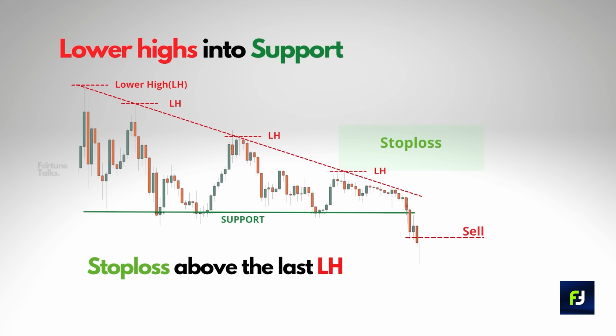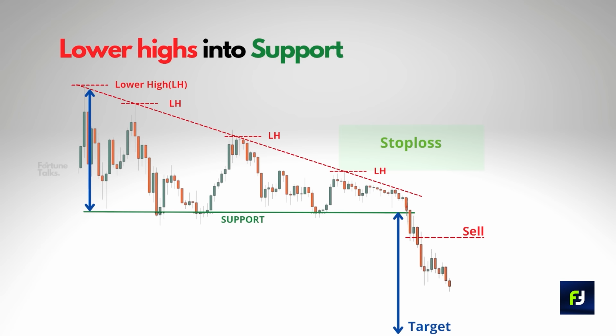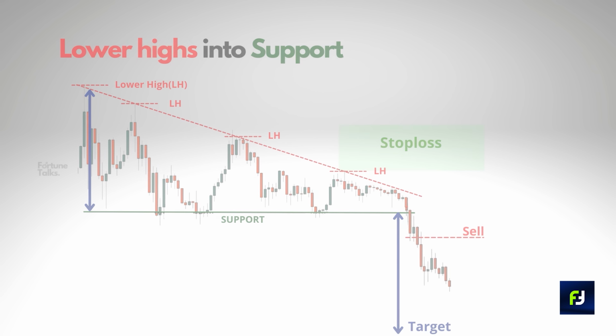The stop loss can be kept above the last lower high into the support, or it can be 2 times the average true range value above the support level. And finally, talking about the targets, in this case, the target should be the next support level, or it should be equal to the length between the first lower high level and the support level, projected below the support level.